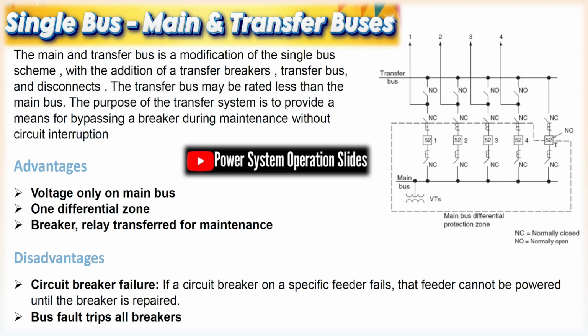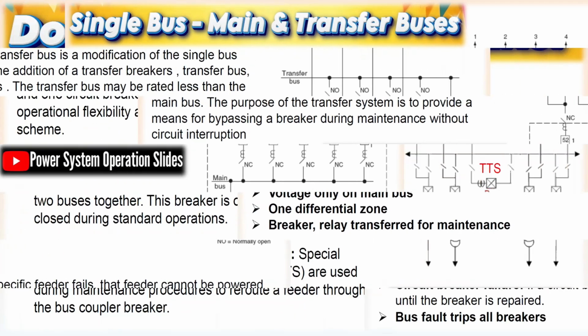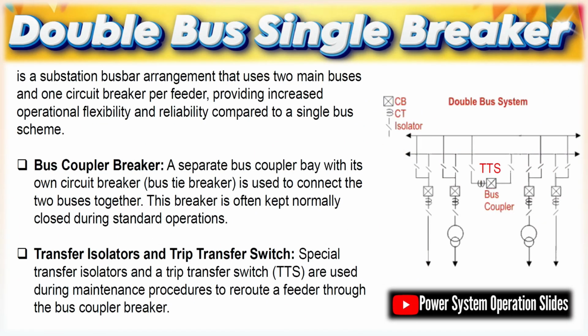Cable sealing end. A sealing end transitions between overhead lines and underground cables. It provides insulation, mechanical support, and environmental protection. It ensures safe termination of HV circuits.